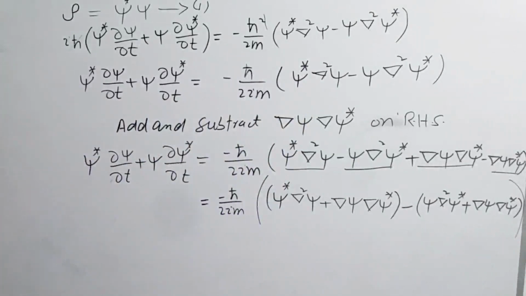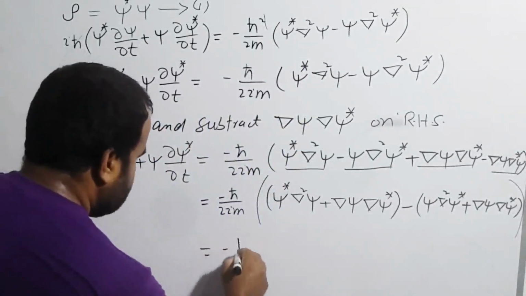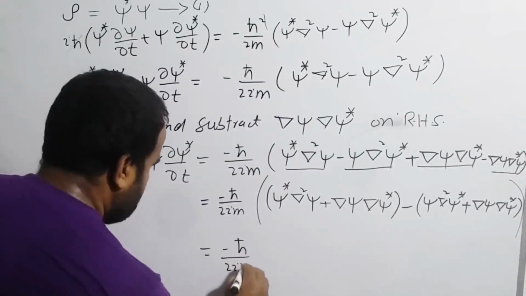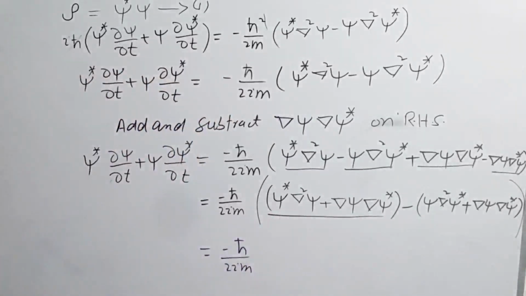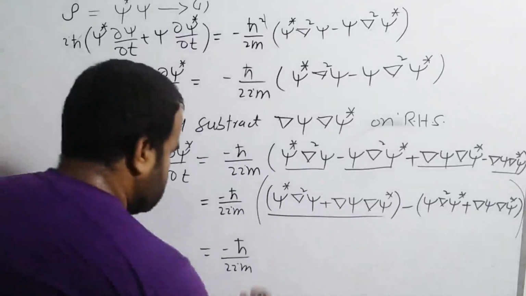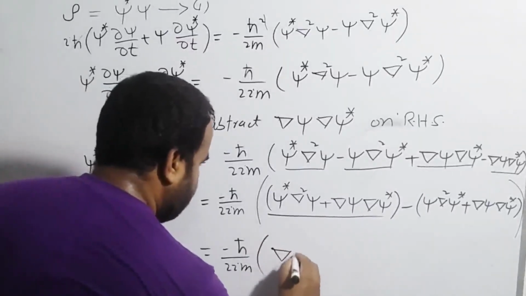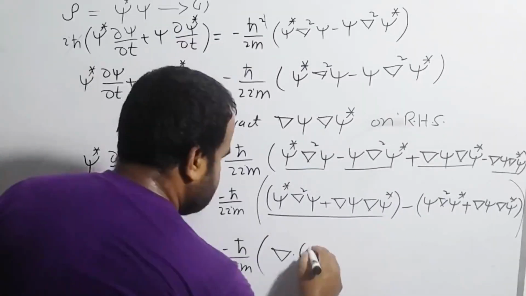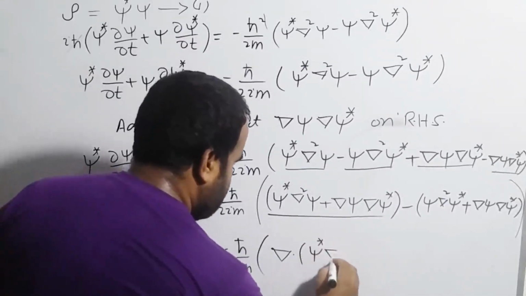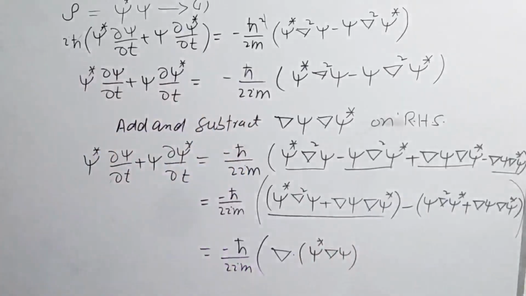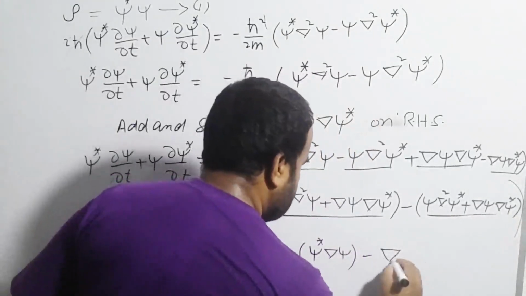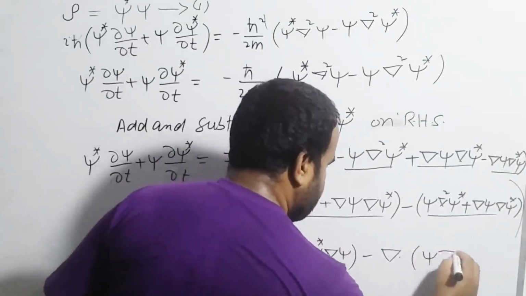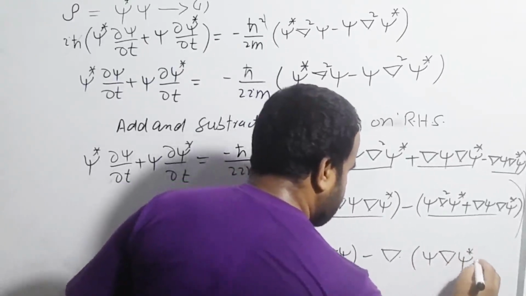Now minus h cut divided by 2 iota m. These two terms are the del of psi star del psi, minus, and these two terms are the del of del dot psi del psi star.